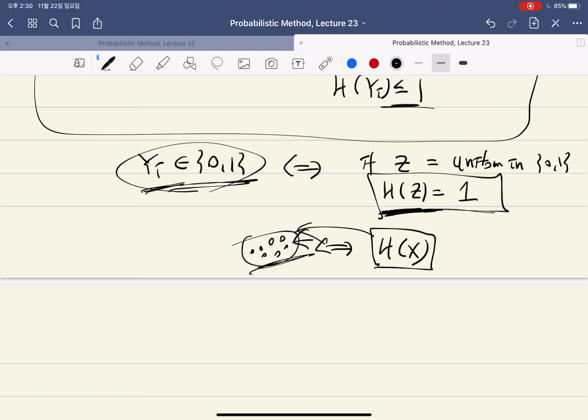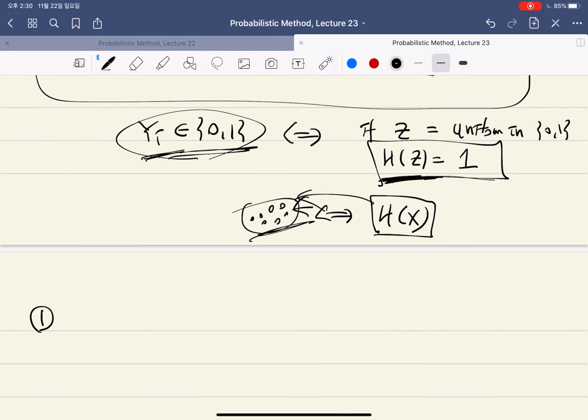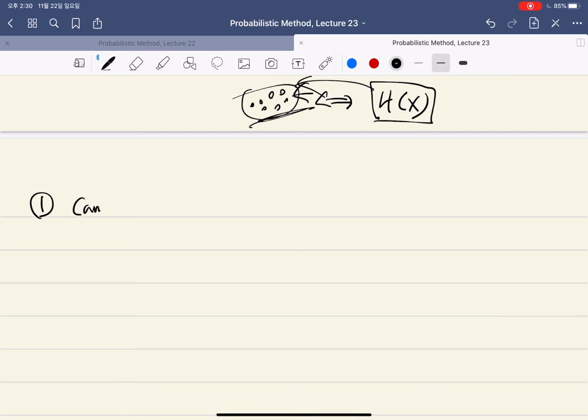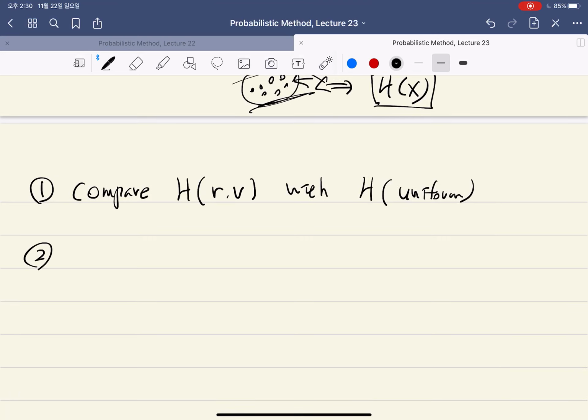So this motivates that we want to compare the entropy of an arbitrary random variable with the entropy of the uniform one. And next, we want to add information, or equivalently, we want to measure partial information.